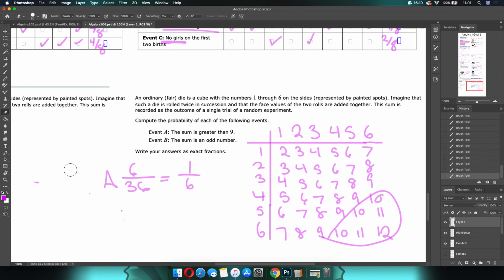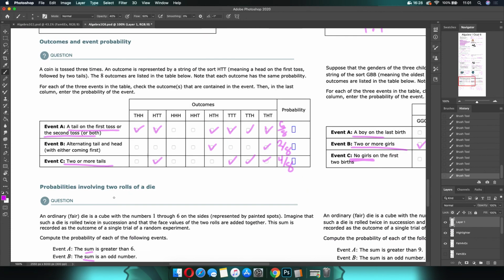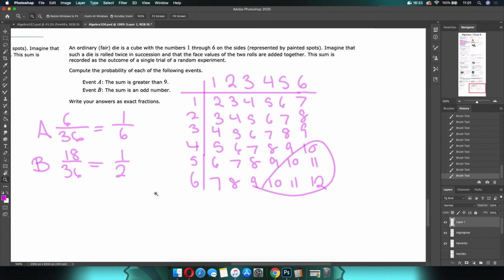Okay, next up, let's see here. We have odd number. We already figured that out. That's 18 out of 36, which ends up being 1/2 for probability B. So for this particular topic, again, you want to set your tables up first. I believe it's always a dice roll. Let's see here, 2 rolls of a die. Yep, this is always going to be a dice roll. And so having this table set up in advance so you can do your counting actually makes life a little bit easier.